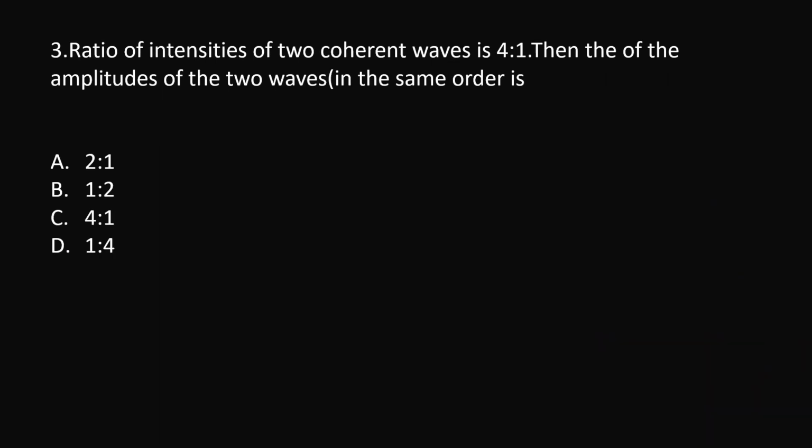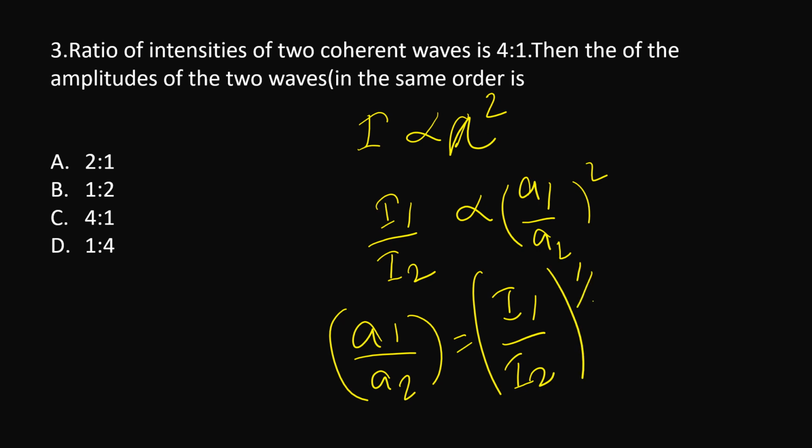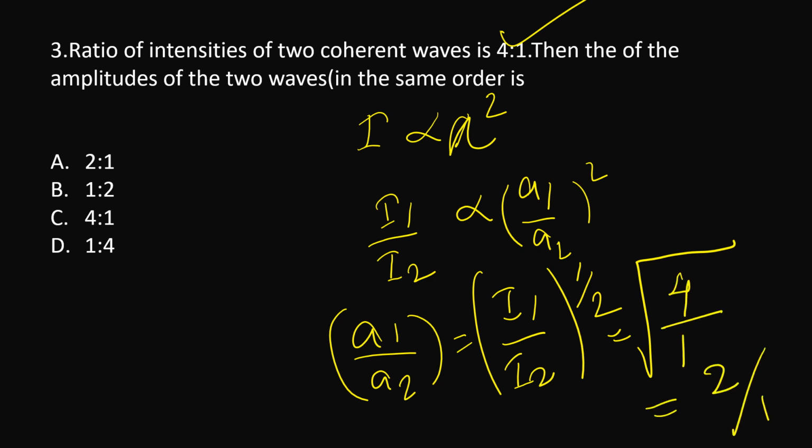Ratio of intensities of two coherent waves is 4:1. Then the amplitudes of the two waves in the same order. We know that intensity is proportional to amplitude squared. Or we can write I1 by I2 is proportional to A1 by A2 whole square, or A1 by A2 is equal to I1 by I2 whole raised to 1 by 2. That means square root of I1 by I2, square root of 4:1. So you will get 2 by 1, or option A is the correct one.